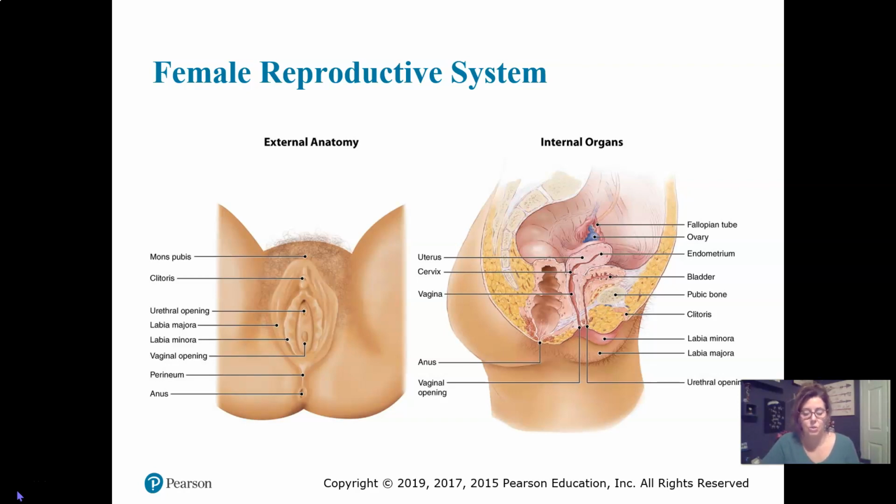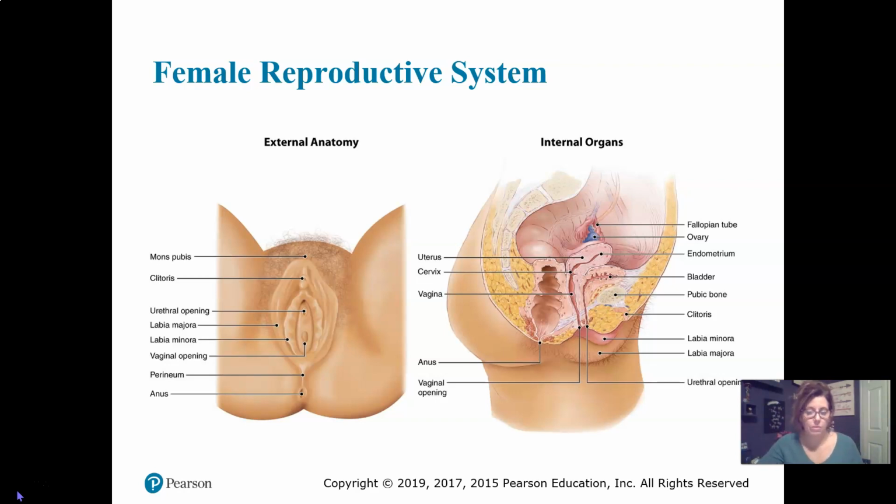The clitoris is located at the upper end of the labia minora and beneath the mons pubis, and its only known function is sexual pleasure. The urethral opening is right below the clitoris. The vaginal opening may be covered by a thin membrane known as the hymen.